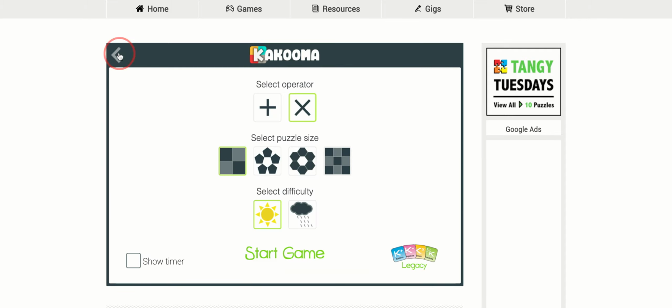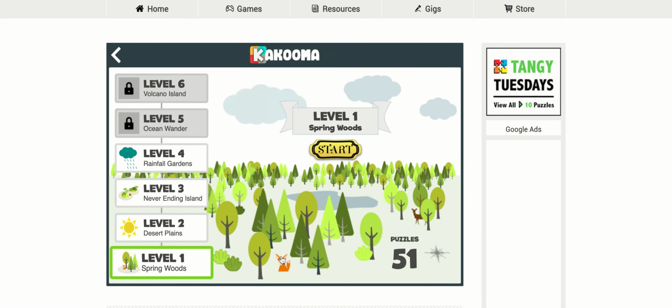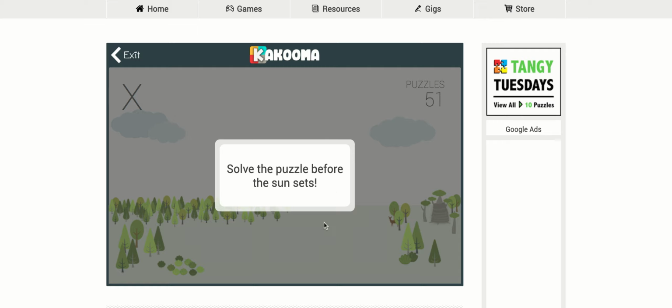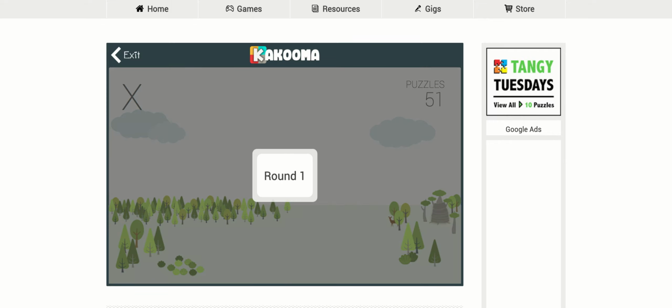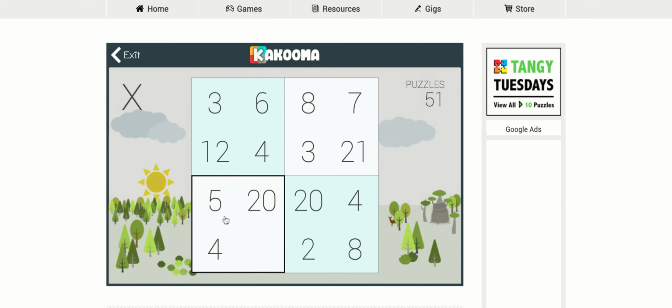So I'll play one round of the game with you. Let's do multiplication again. I like multiplication. When you start the game, we can start at level 1. You want to solve the puzzle before the sun sets. A little sun is going to pop out over here, and it's going to go all the way over here. The goal is to figure out the puzzles before the sun sets. Also, in this game, it'll help you at the beginning. It'll get rid of numbers that aren't the answer to help you narrow it down.